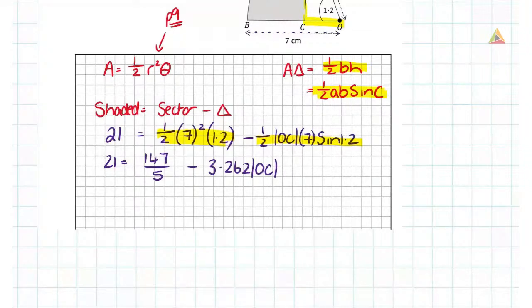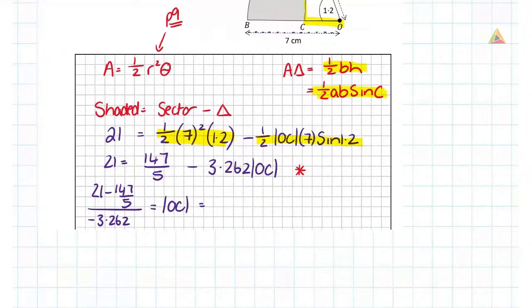We're going to try to solve this equation to get that OC on its own. So we have a couple of things to do. We're going to take 21 minus 147 over 5, and then we're going to divide that by the minus 3.262, and that should give us our OC. So you're just throwing that straight into your calculator. It's 21 minus 147 over 5, and we're dividing by minus 3.262.